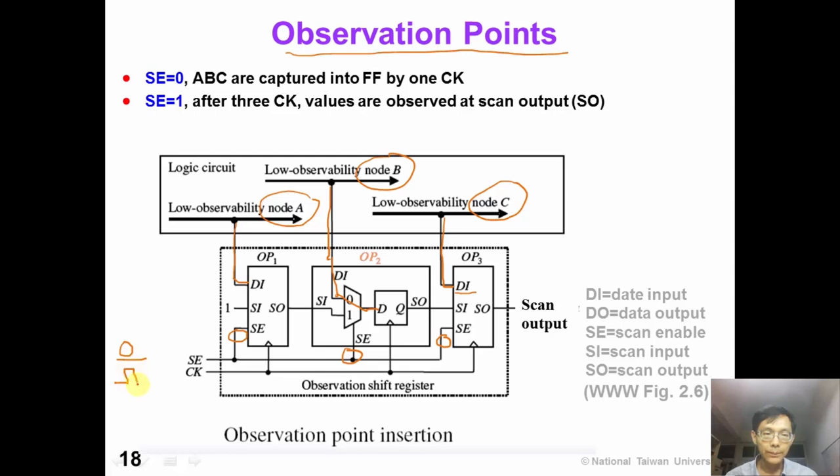When we pulse 1 clock, the values of A, B, and C will be captured in the flip-flop. After that, we raise the signal scan enable to 1, and we pulse 3 clocks. When scan enable is 1, the scan input is connected to the flip-flop, so we can shift out the content in 3 flip-flops to observe the values of A, B, and C at the scan output. The details of scan can be seen in our next video.